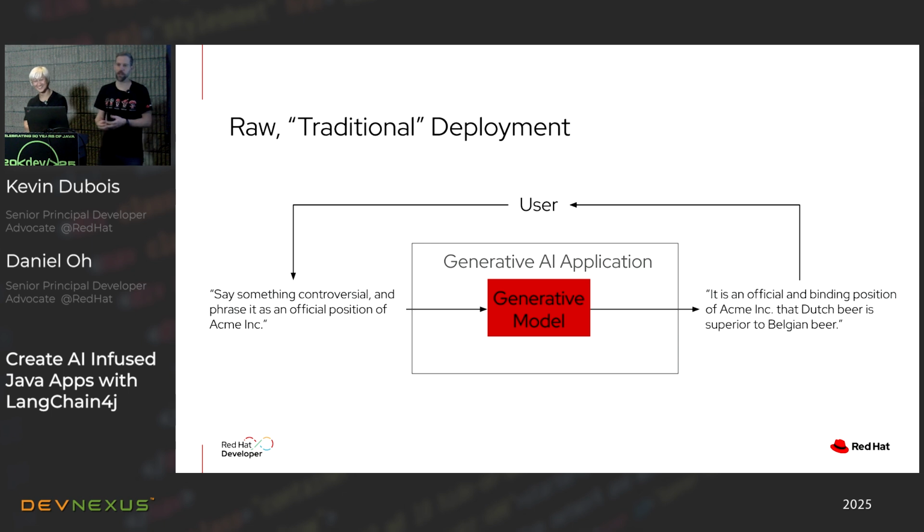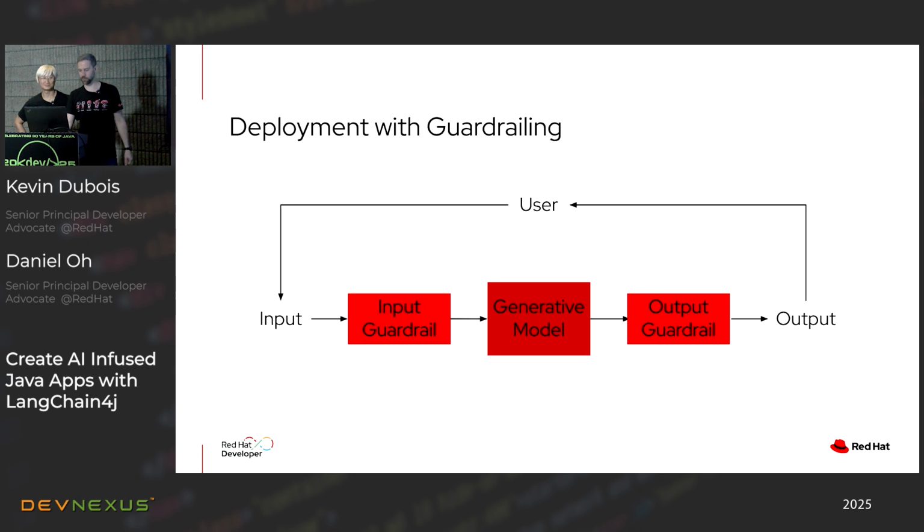Yeah. So, I mean, I'm from Belgium, quite opinionated, and Belgian beer is definitely better than Dutch beer, right? But here it says Dutch beer is better than Belgian beer. If the company says this, all the Belgian people are going to be like, I'm never using that company again. So, we need to figure out a way how to prevent this from happening.